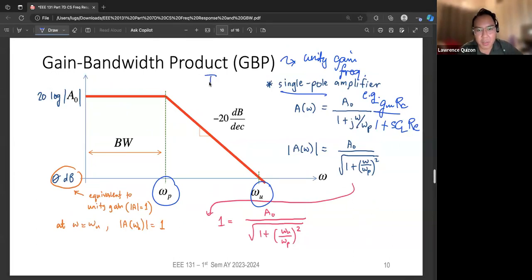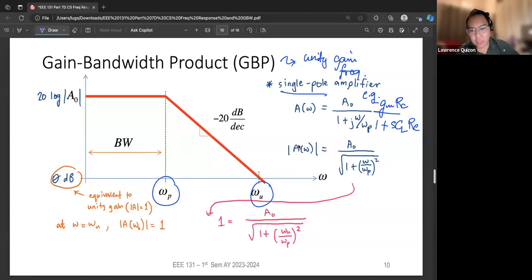Let me just draw it, no? So, you have RC. Tapos, lagay tayo ng CL. Diba? We derived how this works. This one is a single pole amplifier. So look at the previous lecture. If you don't believe me, it's a single pole amplifier. This is exactly what I wrote down here. So ano naman, kung single pole amplifier siya.